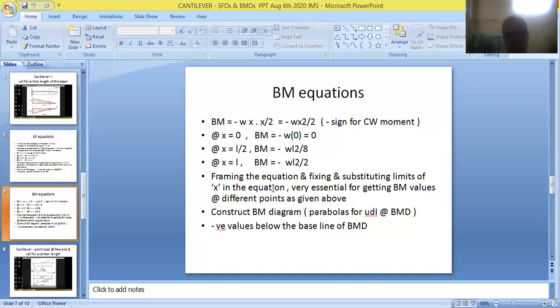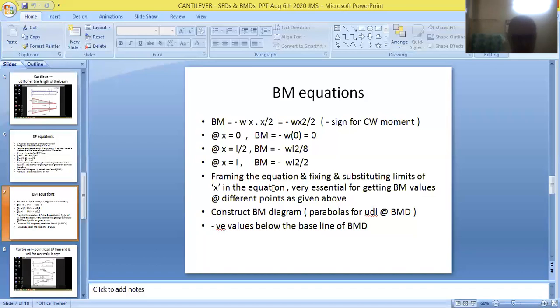So friends, framing the equations, considering the section, and taking all the forces acting at the right hand side of the section, framing the equation, fixing the limits, and substituting the limits in the equation. So very, very essential for getting the values of bending moment.